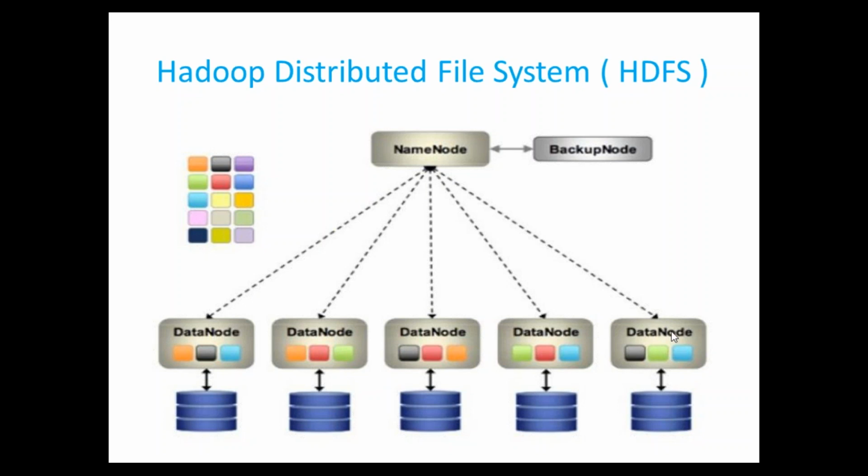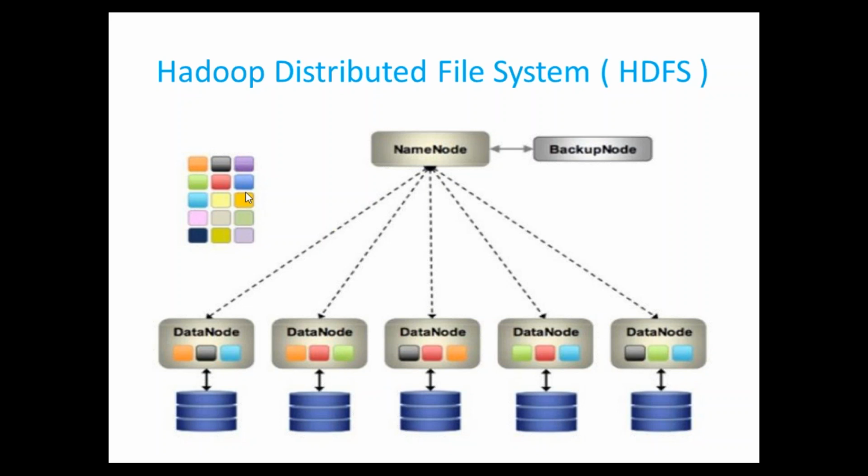And this dotted arrow indicates that the name node is giving the required instruction to all the data nodes. Or you can say my master machine is controlling all the slave machines. If you look at these colorful blocks on the left side, these colorful blocks are nothing but parts of a big file. The file is too big to be stored on a single system.